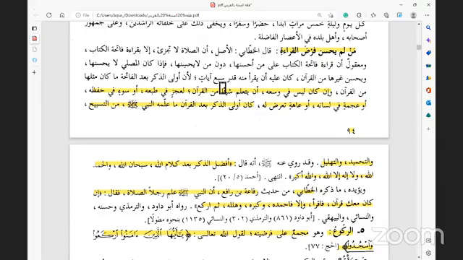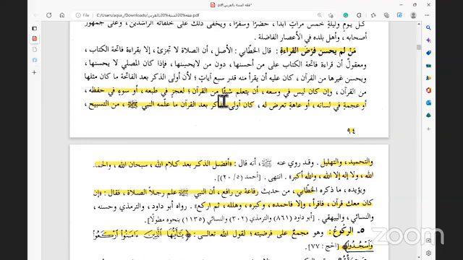What about the A'udhu Billahi Minash Shaitanir Rajim? The isti'adha is an abbreviation of A'udhu Billahi Minash Shaitanir Rajim. Just say it only in the first rak'ah, not for every rak'ah. Got it? Just for the first rak'ah if you want to, not for all the rak'at.